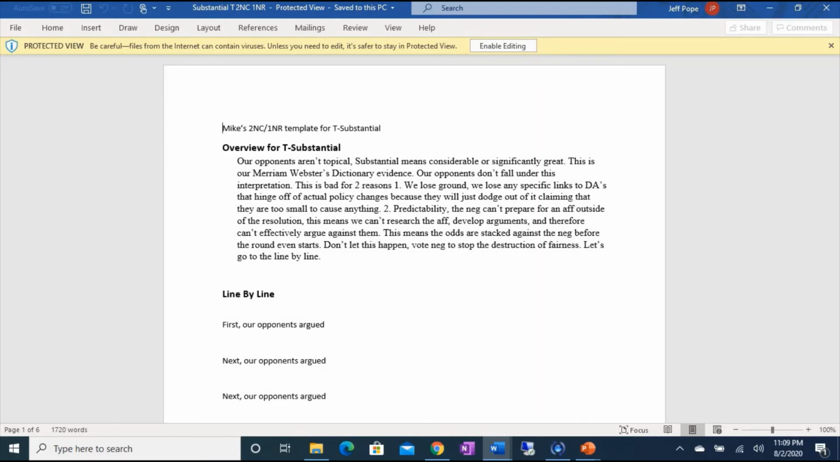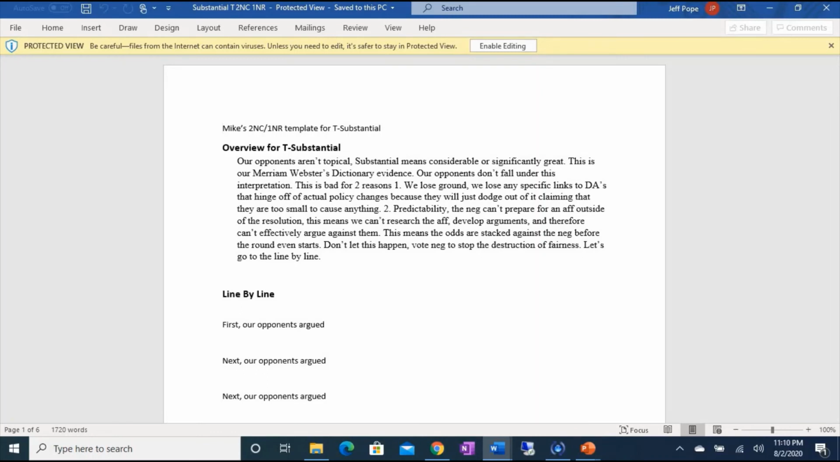One, we lose ground. We lose any specific links to disadvantages that hinge off actual policy changes because they will just dodge out of it, claiming they are too small to cause anything. Two, predictability. The negative can't prepare for an AF outside of the resolution. This means we can't research the AF, develop arguments, and therefore can't effectively argue against them. This means the odds are stacked against the neg before the round even starts. Don't let this happen. Vote neg to stop the destruction of fairness. Let's go to the line by line.